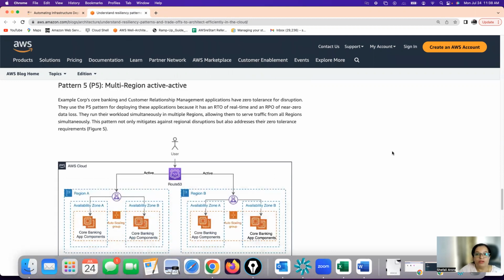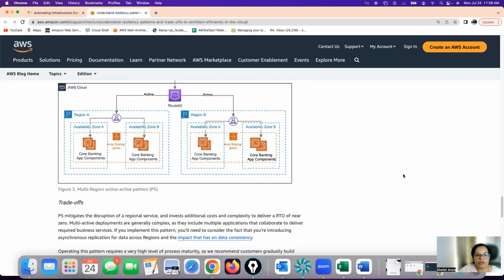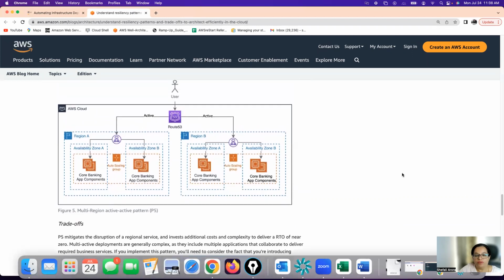Let's talk about the last pattern for today, and that is multi-region active-active. So we have a diagram here for the multi-region active-active. Now, what this says is, think of core banking applications and customer relationship management applications which have zero fault tolerance. So we are not talking here about low or minimum fault tolerance, but zero tolerance for disruption. In that case, we use this pattern.